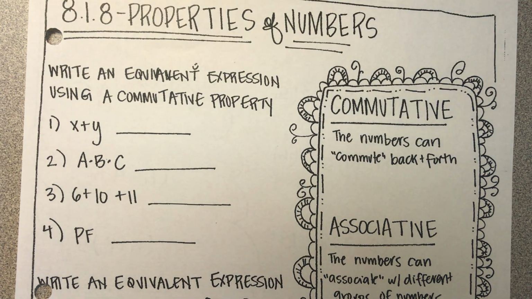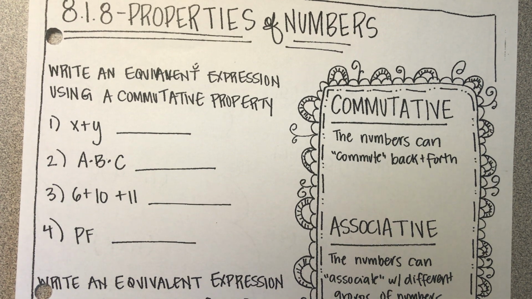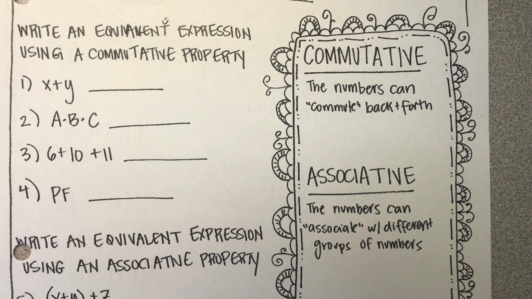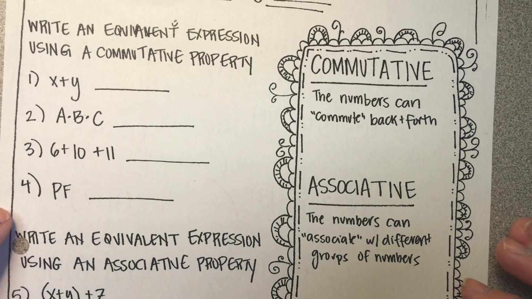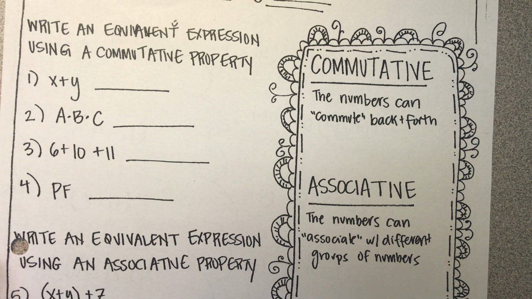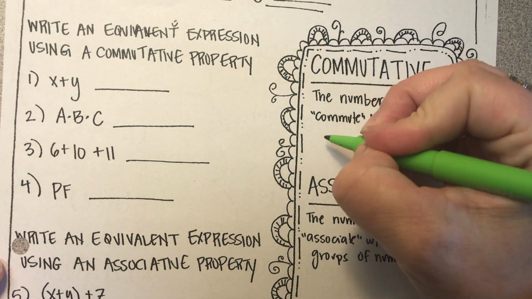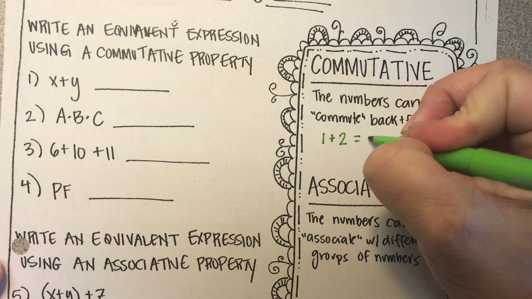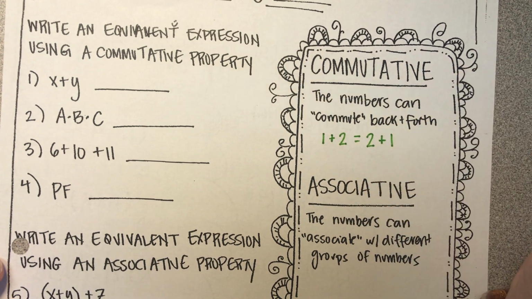Today we are going to talk about some properties of numbers. So the first one we're going to talk about is the commutative property. Over here it says the numbers can commute back and forth. Essentially what the commutative property means is that when you're adding and multiplying, the order isn't important. For example, 1 plus 2 is the exact same thing as 2 plus 1.